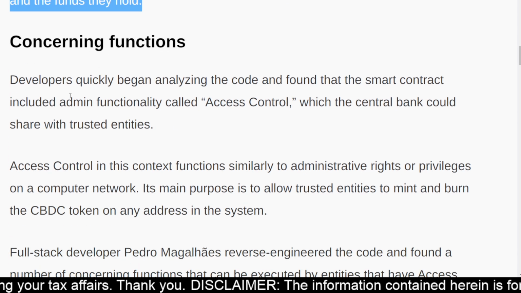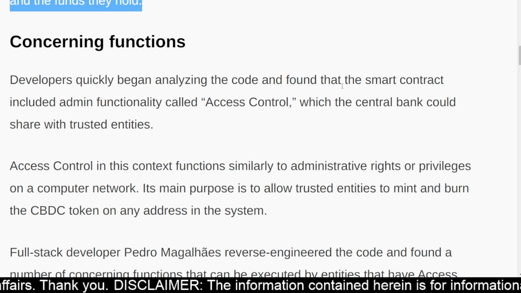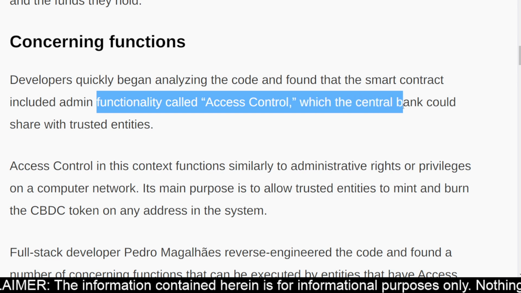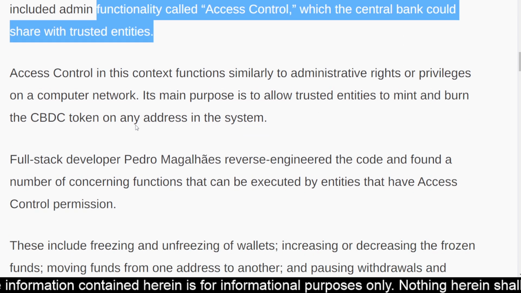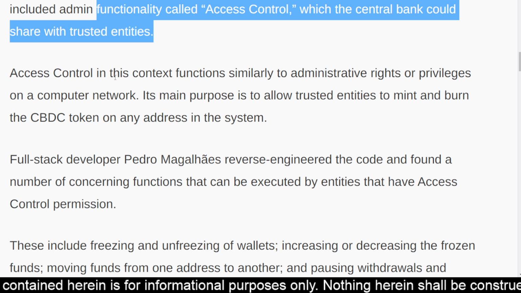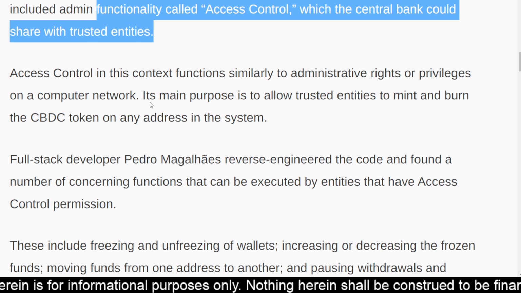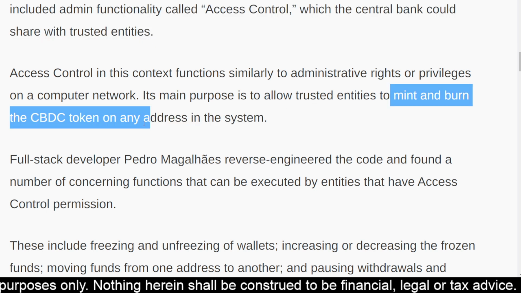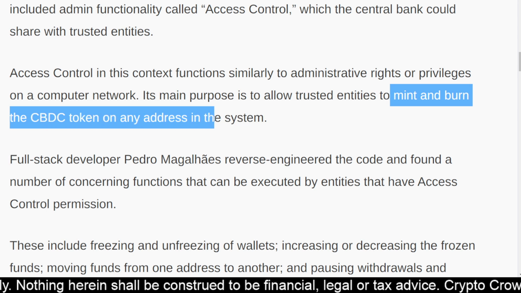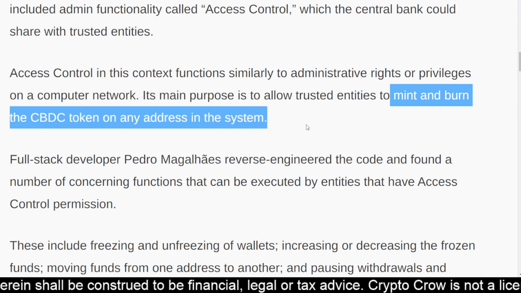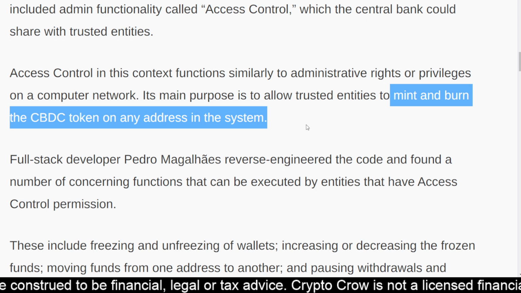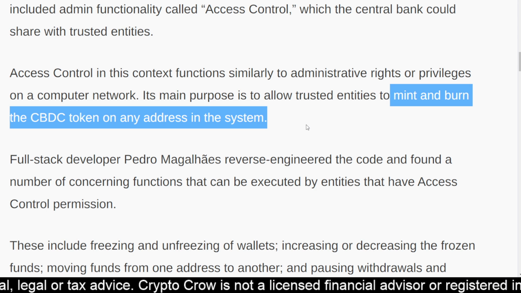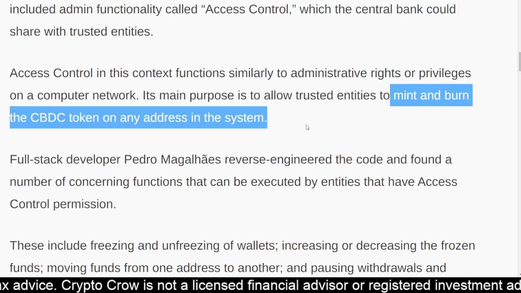Developers quickly began analyzing the code and found that the smart contract included admin functionality called access control, which the central bank could share with trusted entities. Access control in this context functions similarly to administrative rights or privileges on a computer network. Its main purpose is to allow trusted entities to mint and burn the CBDC token on any address in the system. A full stack developer reverse engineered the code and found a number of concerning functions that can be executed by entities that have access control permission.